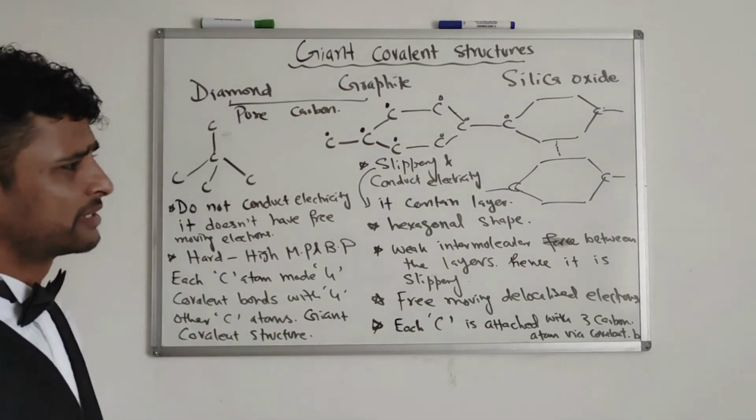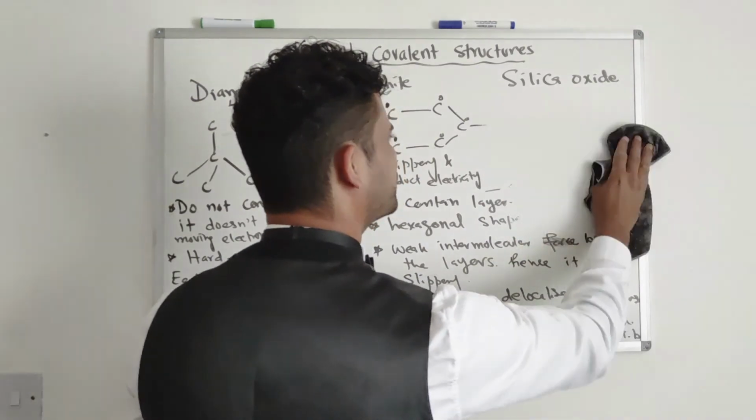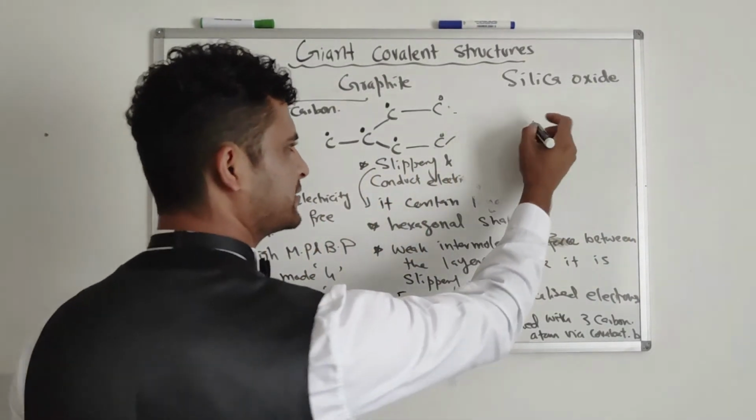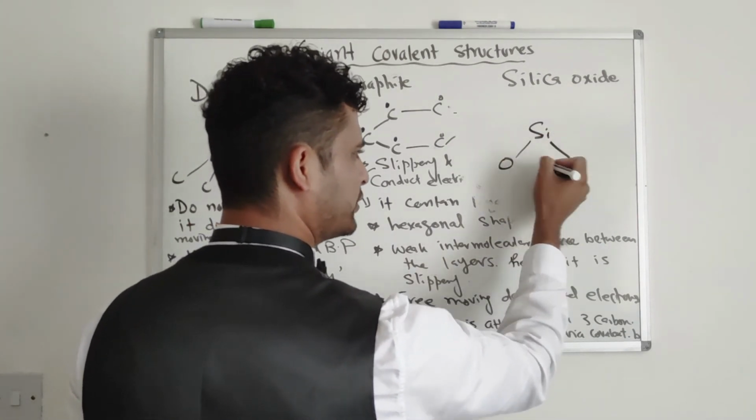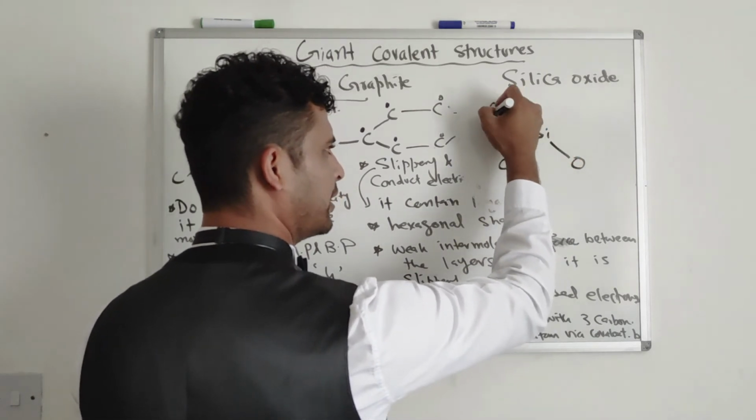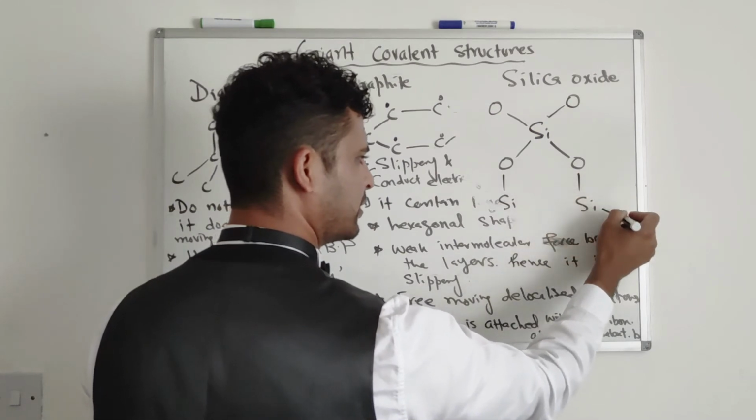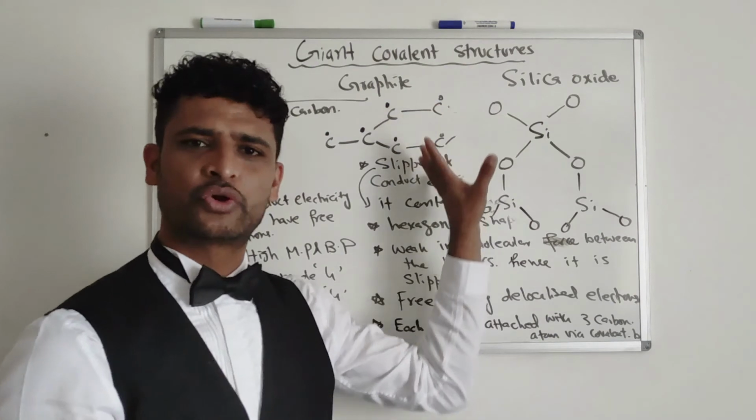Now silicon oxide is the last one. I'm just going to remove this bit. Silicon oxide has 2 different atoms. So it has silicon, which is just under carbon, and it has oxygen. Now they also make a very big long structure. If you look at silicon, it will carry on making the structure like this. So it's a giant covalent structure.